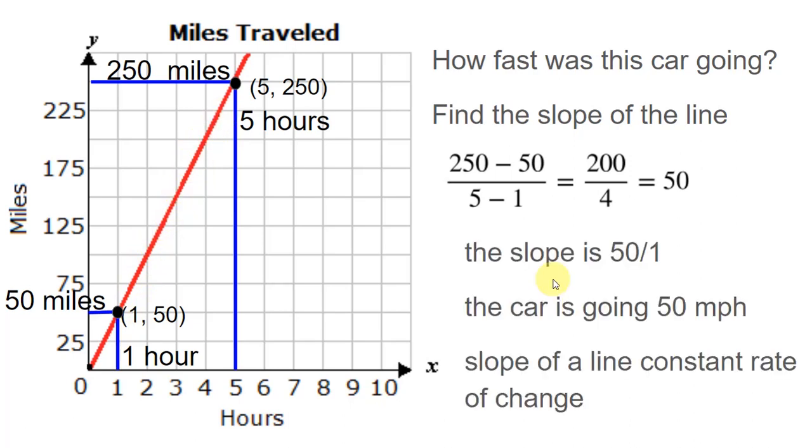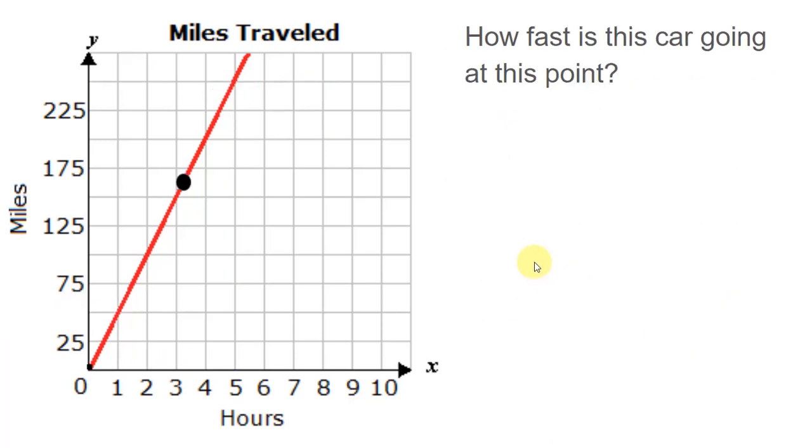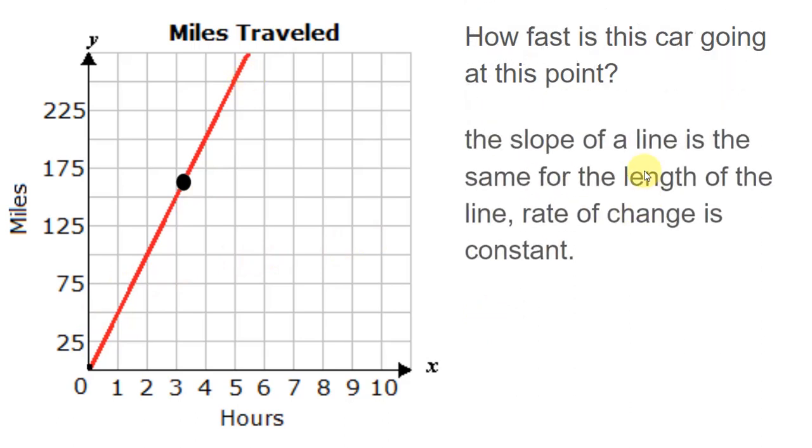The slope is how we measured the speed, and that's not a big surprise, I think, because the slope of a line is the constant rate of change. How fast is the car going at this point? Well, we've already said that based on the scenario we've described, he's going the same speed the whole time. He's going 50 miles an hour.